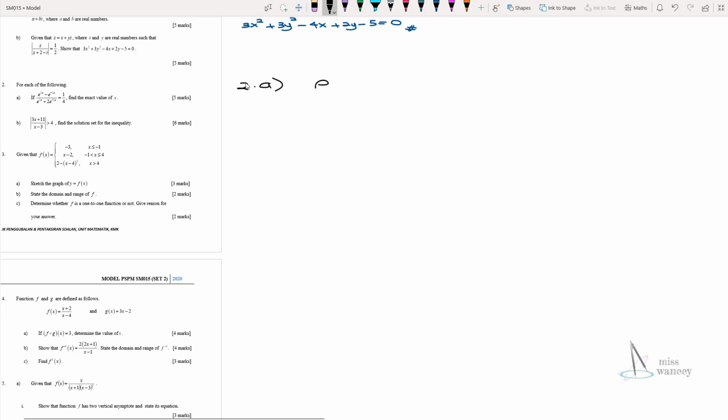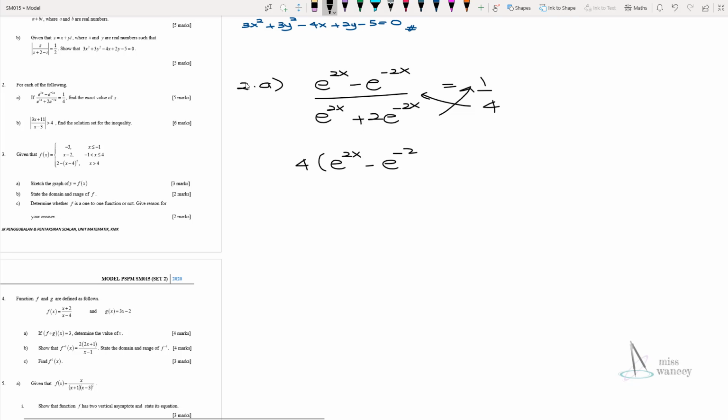So we have e to the power of 2x minus e to the power of negative 2x over e to the power of 2x plus 2e negative 2x equal to 1 over 4. So this one, bring them up. Okay, so I will have 4 multiply with e to x minus e to the power of negative 2x. This is e to x plus 2e negative 2x. Okay, so this is 4e to x minus 4e negative 2x. So this is e to x plus 2e negative 2x.